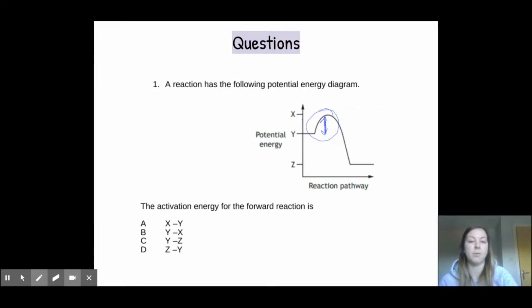So for example, if we put some numbers here, say this is 25, say this is 100, and this is 80. If we took y away from x, so 80 away from 100, that would give us a difference of 20, and that would mean our activation energy was 20. So the answer to this is A, which is y being taken away from x.